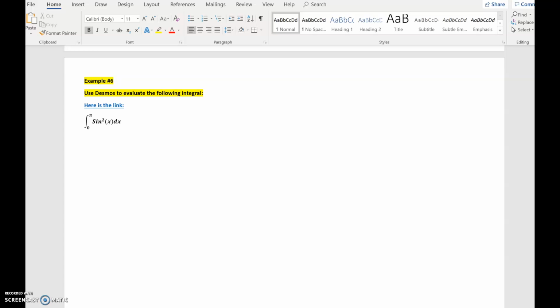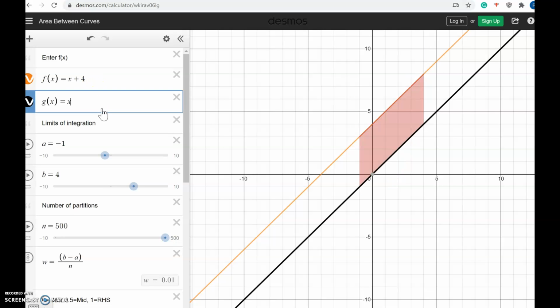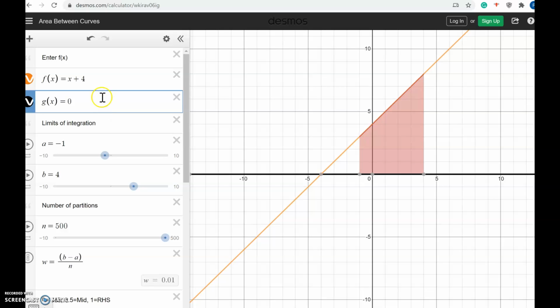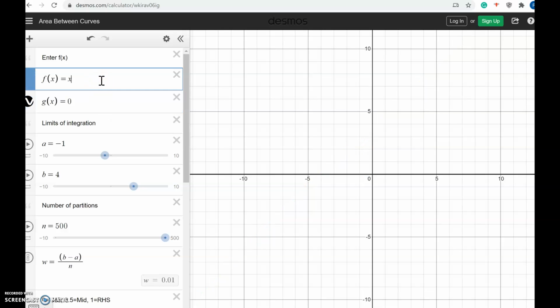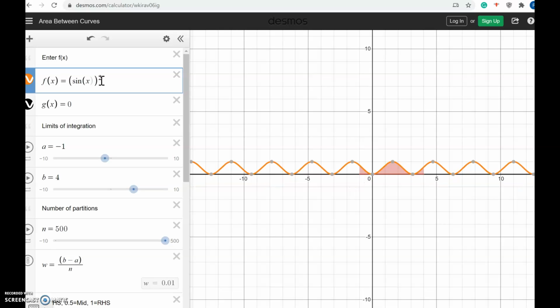So you probably recognize that problem. We've actually done it by hand already a couple of times. And that link is actually going to take you here. So let me show you how to actually rewrite the problem. So your bottom function, it's going to be technically 0, and we're talking about a sine function. So this is going to be just the sine of x, and we want this to the second. So with that, Desmos is actually going to evaluate sine squared.